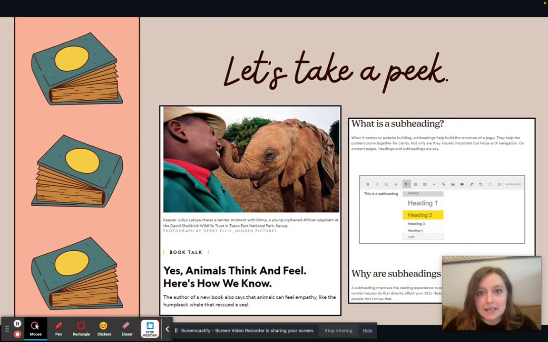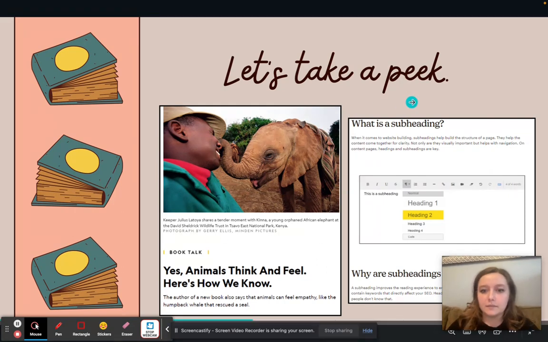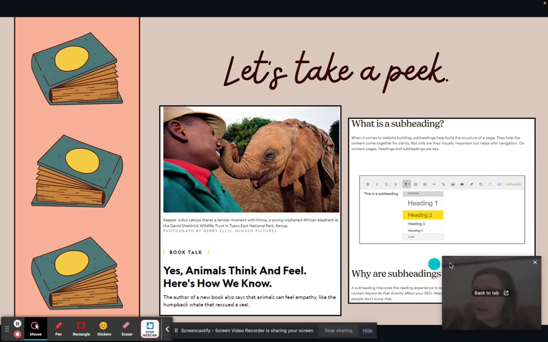So I want you to take a peek at these two little snippets of articles that I have here. These are both nonfiction texts, meaning that they are not made up stories. And I want you to see if, even though I haven't given you the whole text, what do you think each of these are about? What do you think this first one is about? Okay. And what do you think this second one over here is about?